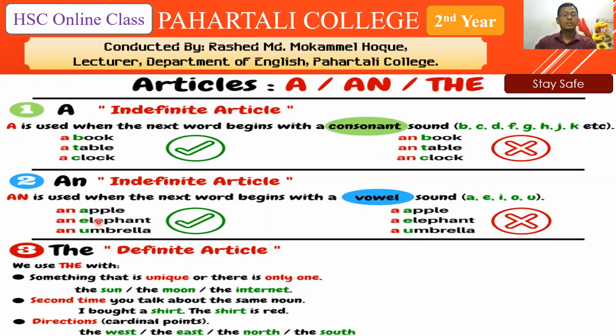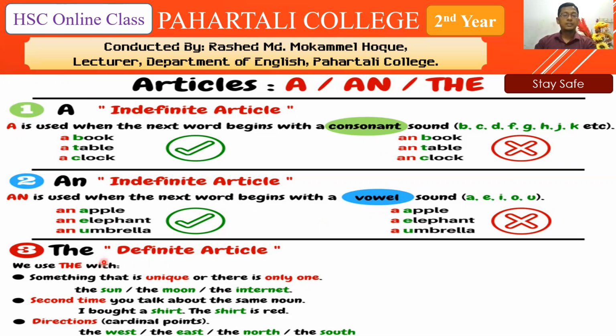So, for example, an apple, an elephant, an umbrella. Not "a apple", "a elephant", "a umbrella", because A, E, U, all of these are vowels and have a vowel sound.